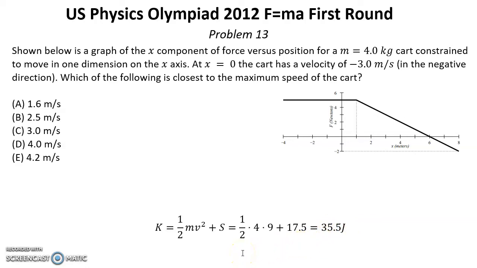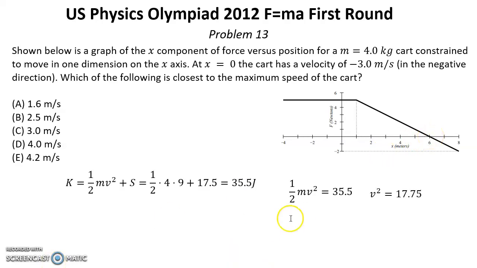And now we can find the speed at 0.6 meters. So the total kinetic energy equals 35.5 joules. From here we can find V squared. That will be 17.75, and finally the speed will be 4.2 meters per second, which is answer E.